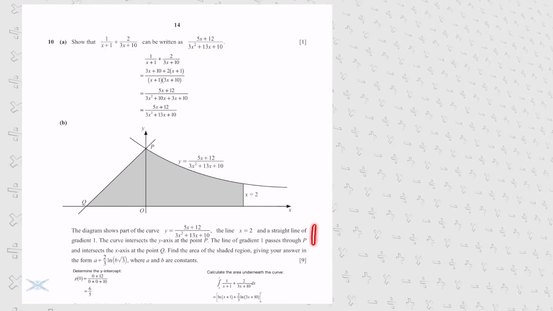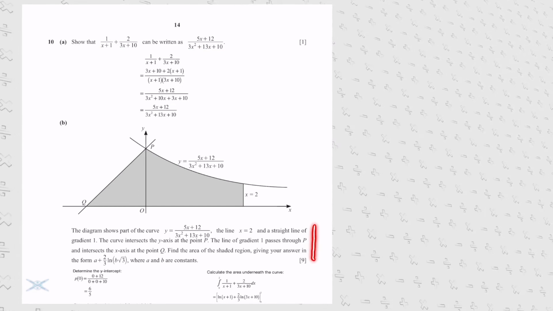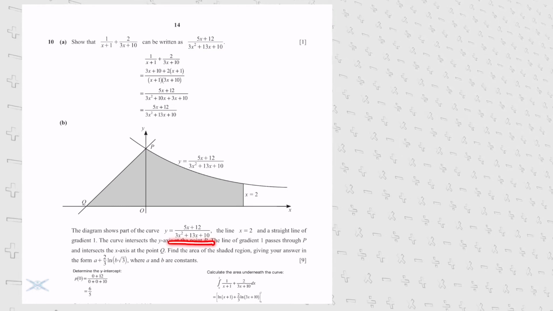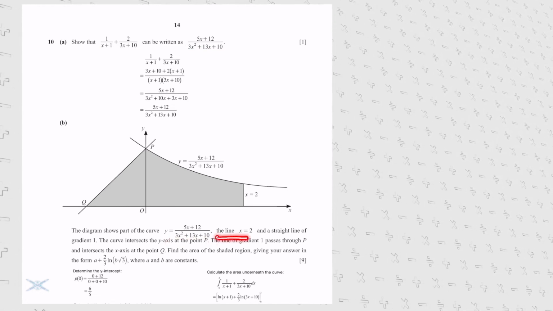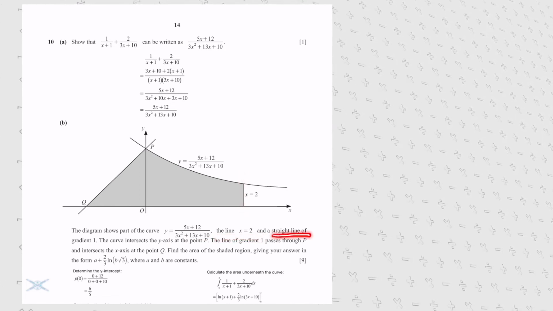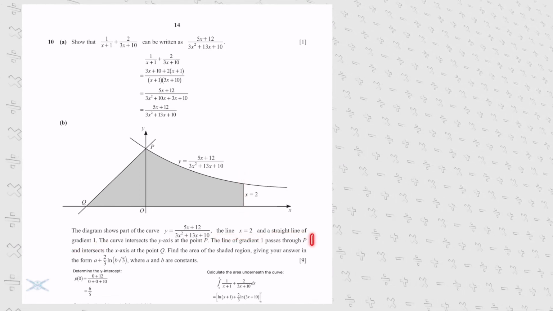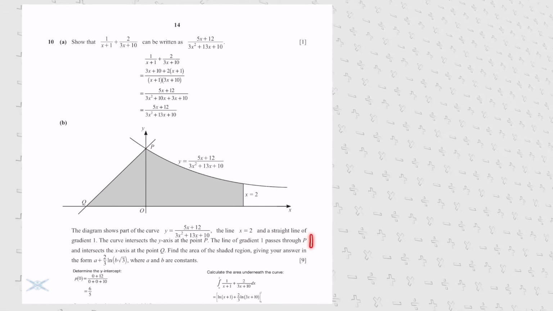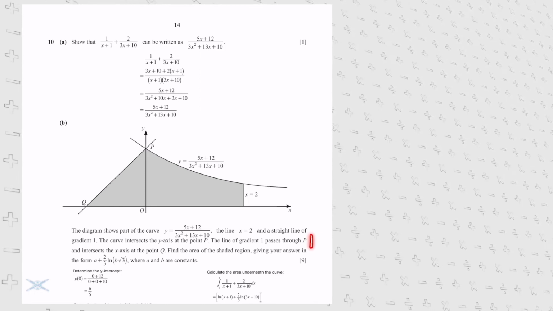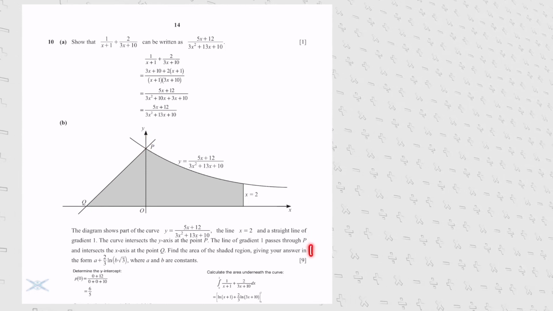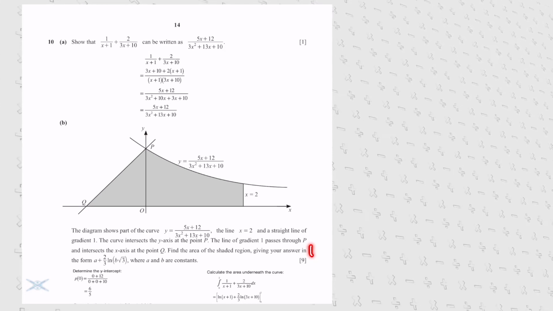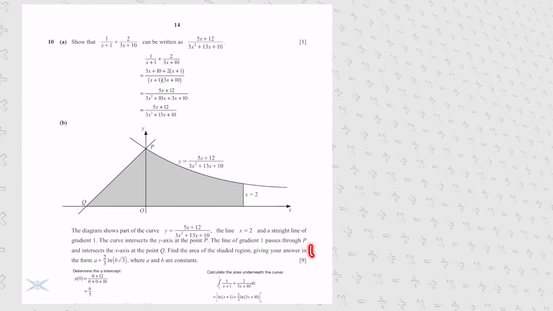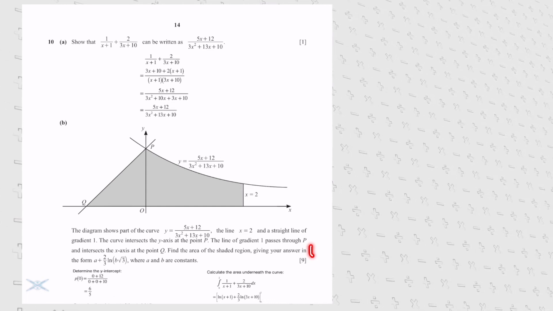In part B of exercise 10, we are presented with a diagram that shows parts of the curve y equals 5x plus 12 over 3x squared plus 13x plus 10, as well as the line x equals 2 and a straight line of gradient 1. Furthermore, the curve intersects the y-axis at point P. The line of gradient 1 passes through P and intersects the x-axis at point Q. We are supposed to find the area of the shaded region, giving our answer in the form a plus 2 over 3 multiplied by the natural logarithm of b multiplied by the square root of 3, where a and b are constants.